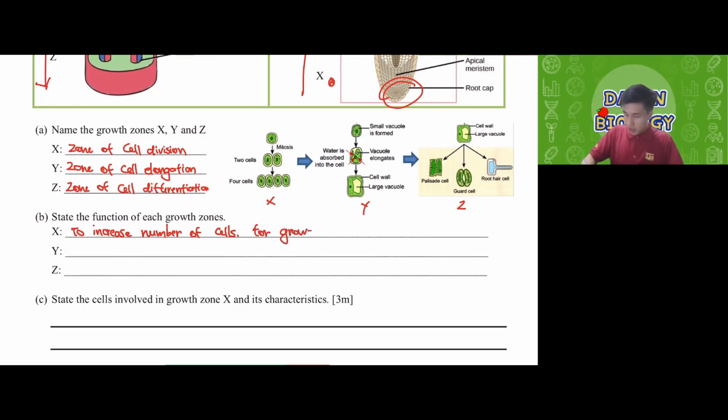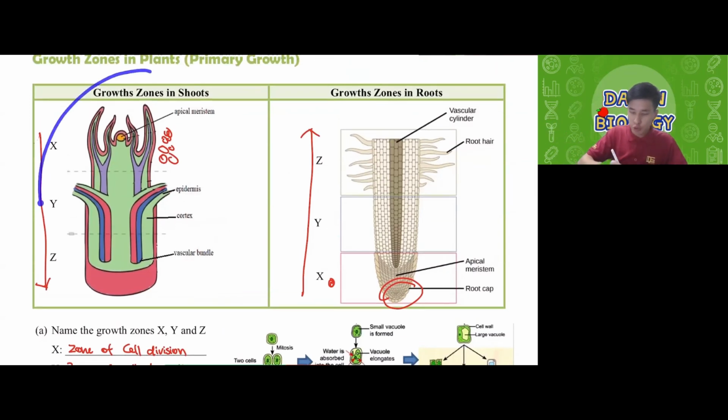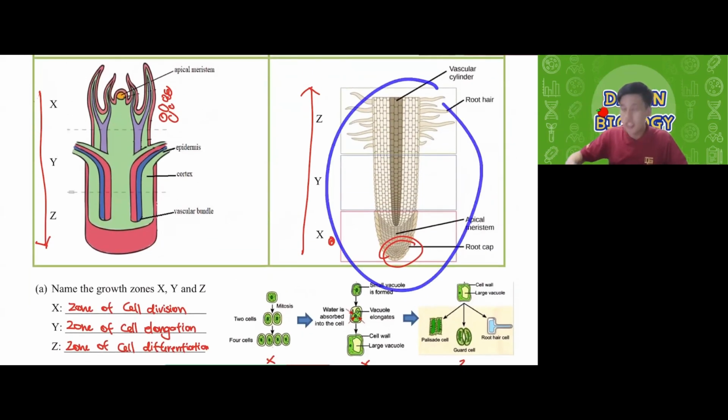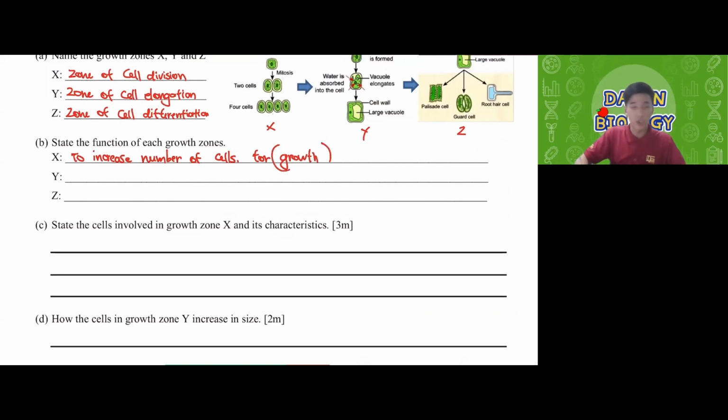It's the same as humans, right? How do we grow? By having more cells. Okay, increase in size, length. Yeah, you can also say increase the length. If you look at actual questions, if they show you shoot for that particular question, then you can say, to increase the length of shoot. If they show roots, you can also say increase the length of roots. I'm going to say increase length is also acceptable for this.